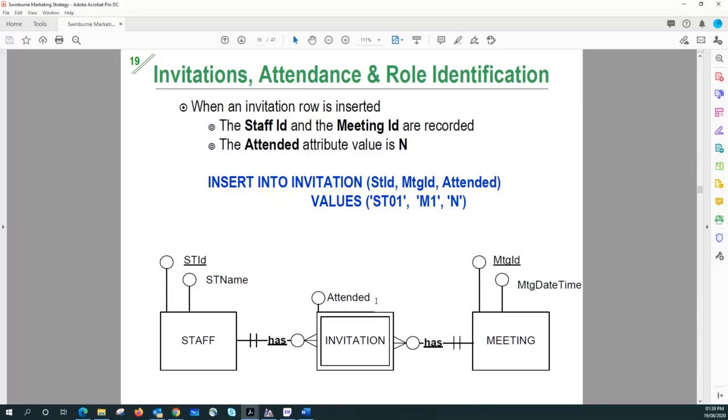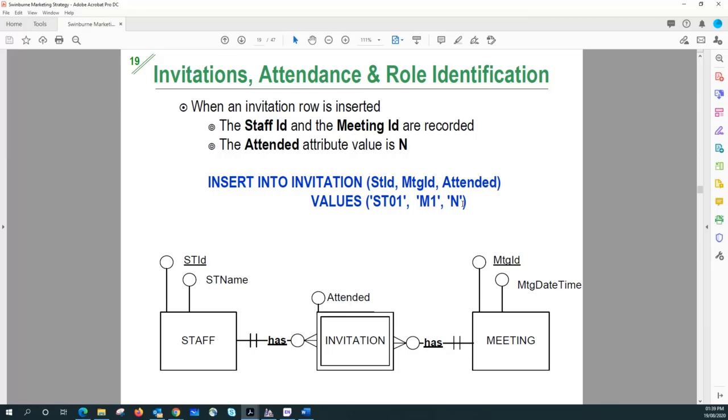So when we send the invitation to the staff, I need not send all the invitations to all the staff, only certain staff. If I send the invitation to certain staff, I need to have rows inserted into the invitation entity. So what I can do is insert into the invitation and make this attended column default to N.